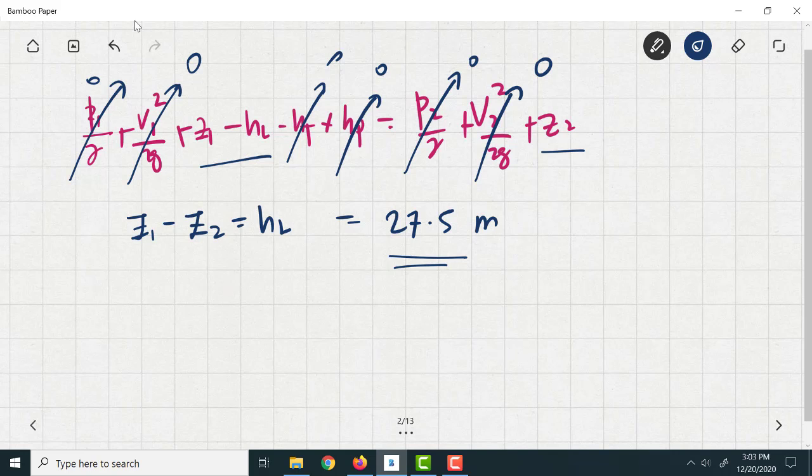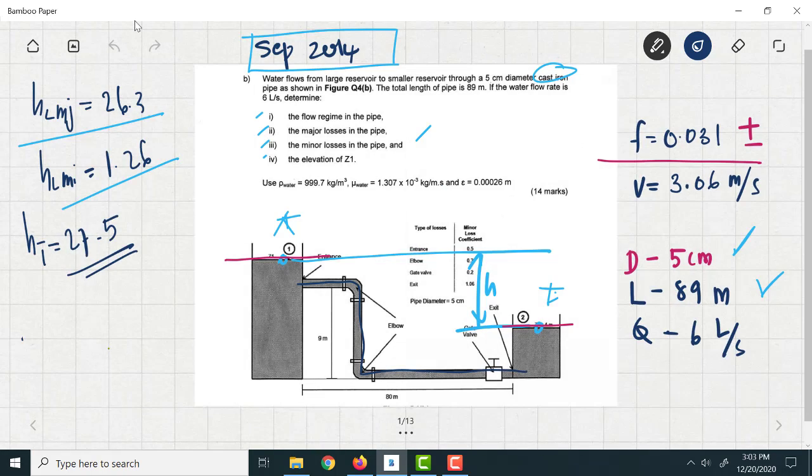Z2 we can consider to be 0 lah, since Z2 is our reference level. Okay, that's the first question.